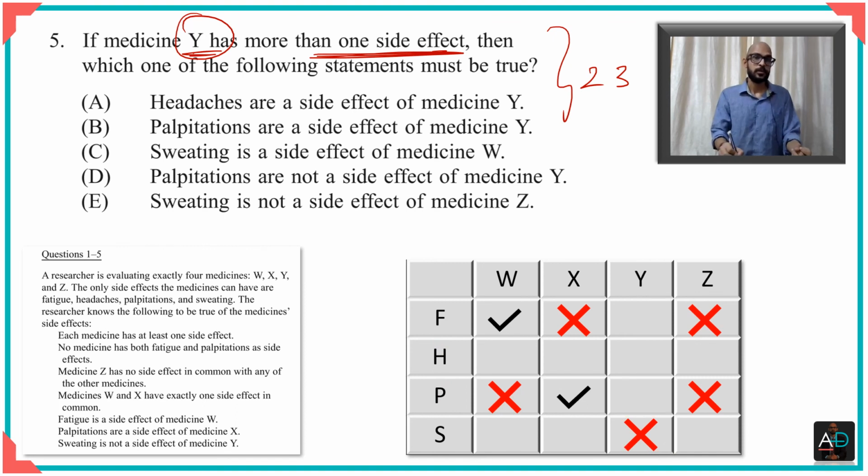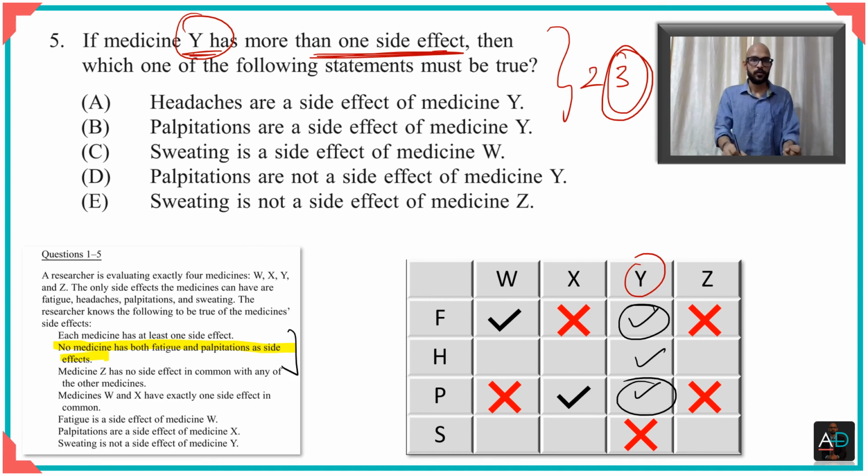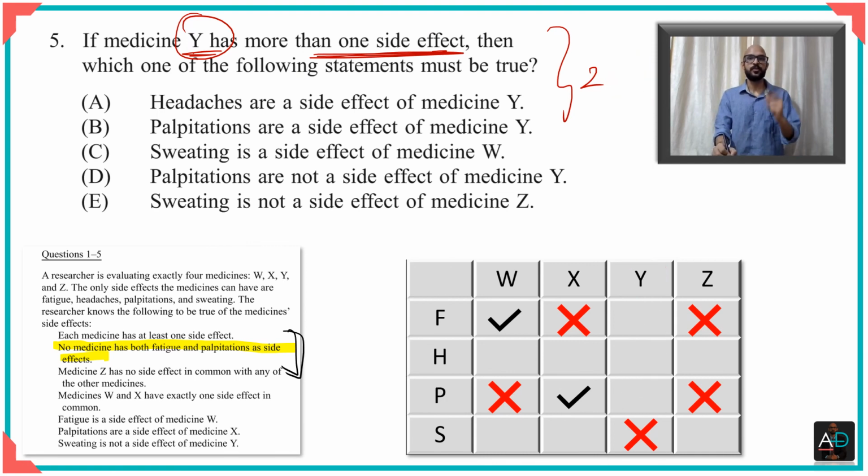But there is one more rule we have to remember, and that rule is what you see here, that no medicine has both fatigue and palpitations as side effects. What that means is that you cannot have 3 side effects for Y, because if we were to give it 3 side effects, that would mean that you have both F and P, and according to this rule you cannot have both F and P. So because of this rule you cannot have all 3, which means that when you say more than one side effect, it essentially means that you can have only 2 side effects.